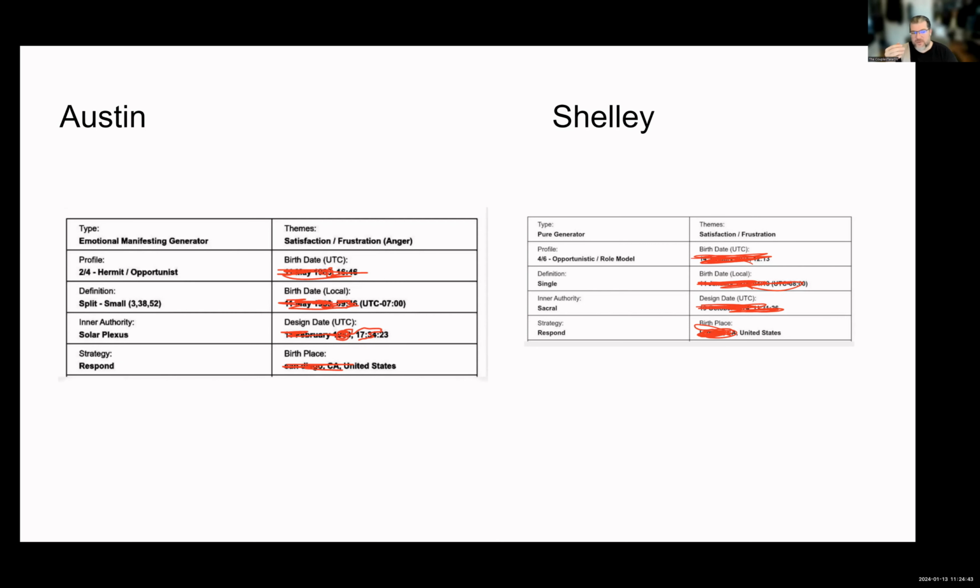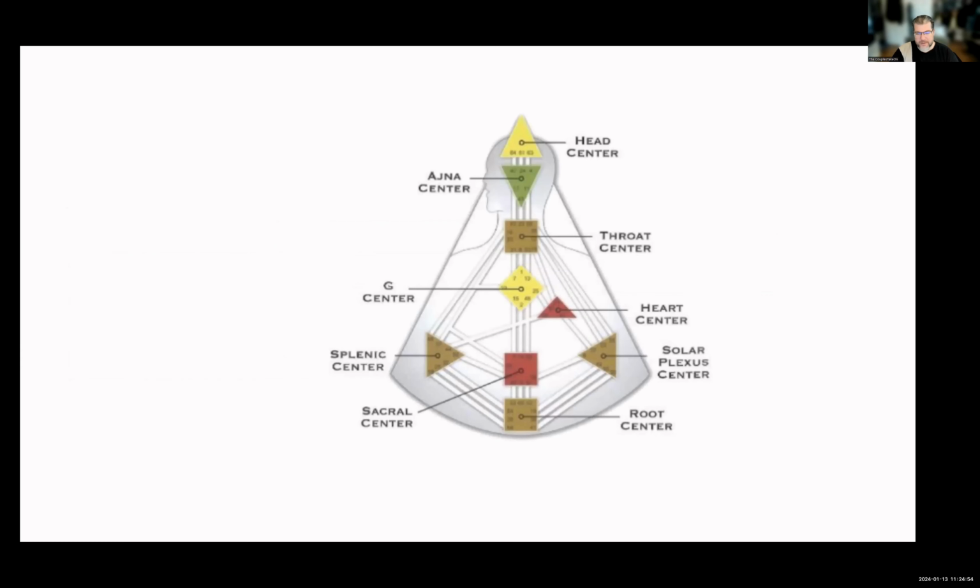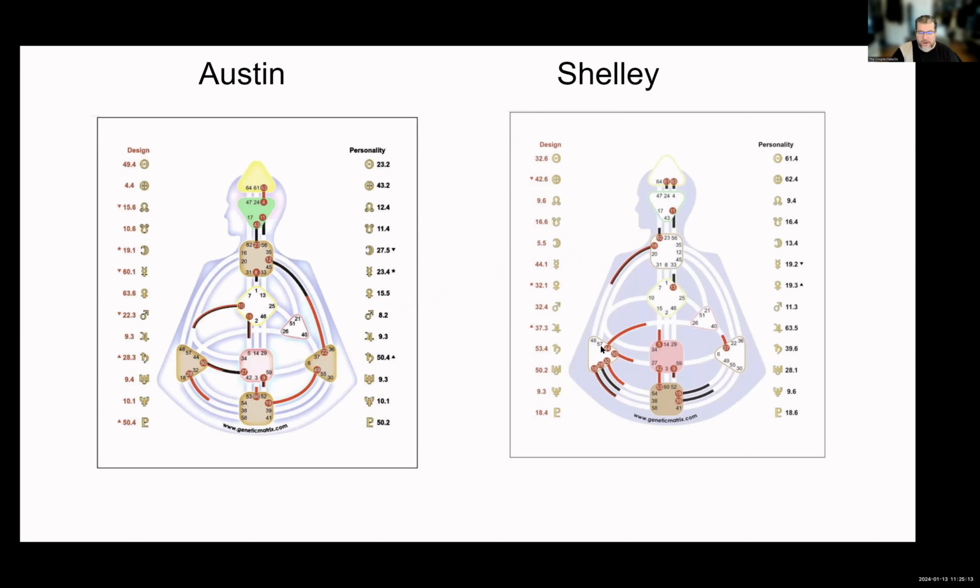And so my inner authority would be solar plexus, and that's about expression. And then my strategy is also to respond. Okay, so this top one is called the head center, and then you have an ajna center, throat, like expression, your G center, heart center, splenic, sacral, root, solar plexus, right? So we saw those a little earlier.